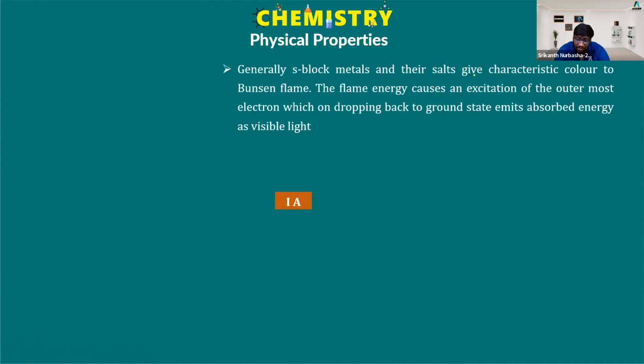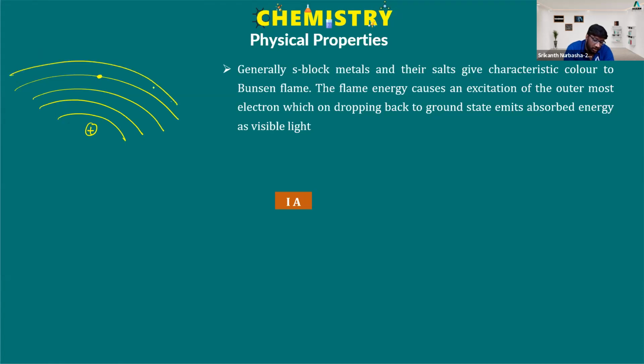Generally, S block metals and their salts give characteristic color to the Bunsen flame. Then the flame causes an excitation of the outermost electron, which on dropping back to the ground state emits the absorbed energy as visible light. So that is what is going to happen. With respect to the nucleus, energy levels are present in this fashion, and we have the outermost electron, and we are heating it. Because of heating, the outermost electron will go to the excited state. Upon going to the excited state, it comes back to the ground state, releasing some energy.